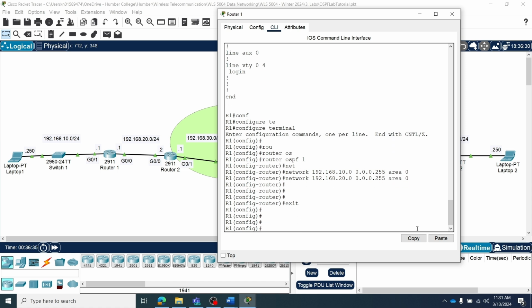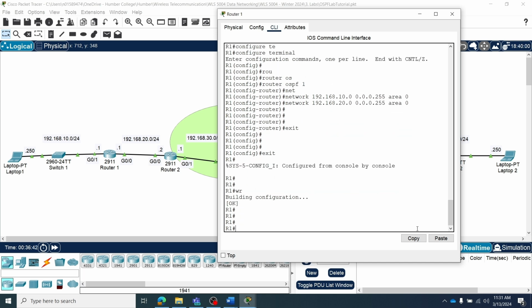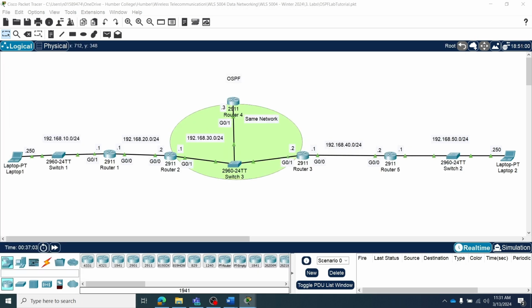Exit. So you can check your configuration with show running config. Now you can see you have configured OSPF in your router 1, and added two networks in the OSPF in area 0, the backbone area, and the process number is 1. Okay, so now let's configure router 2.